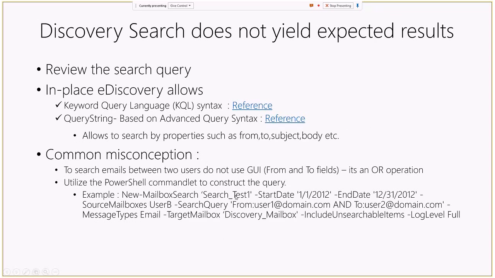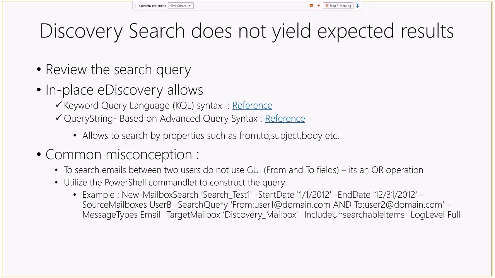All right. eDiscovery search does not yield expected results. We see a lot of customers call in with this issue where they put in a search query, but it's not yielding the expected results. Some of the results are not being returned, right? One thing to follow is the search query syntax. We follow syntaxes like KQL and advanced query syntax, and you can specify properties like from, to, subject, body, etc. that will help you narrow down the results rather than it being an expensive query.